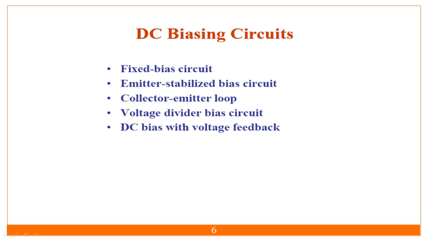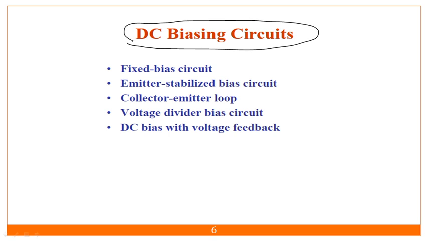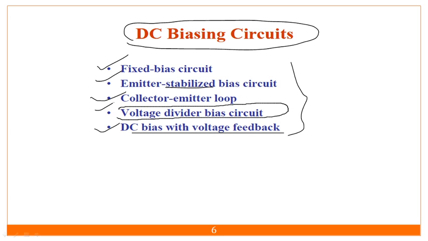So what are the techniques of DC biasing? This we will see, and I will stop over here. There are 5 techniques of biasing: fixed bias, emitter bias or emitter stabilized technique, collector emitter loop, voltage divider, and DC biasing with voltage feedback. These are the 5 important techniques, but you will definitely find a question on voltage divider bias. 100% you will find a question on this one.